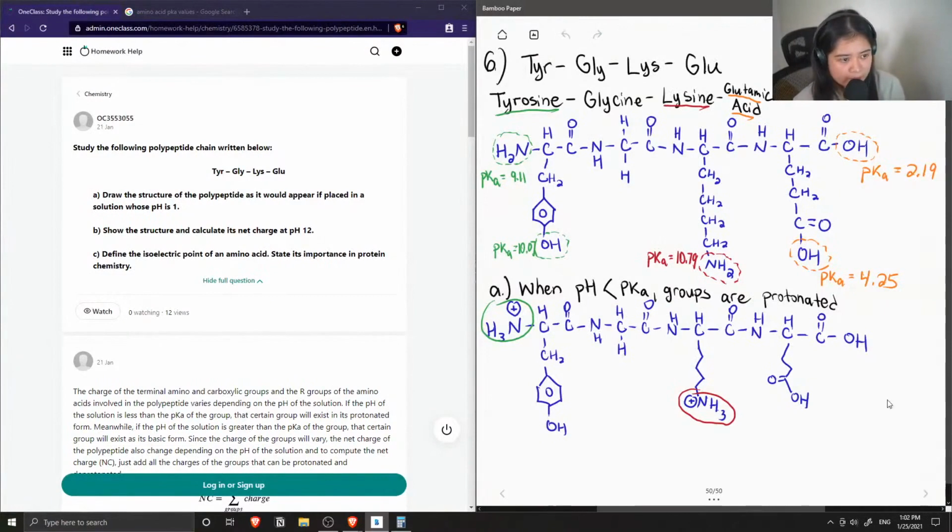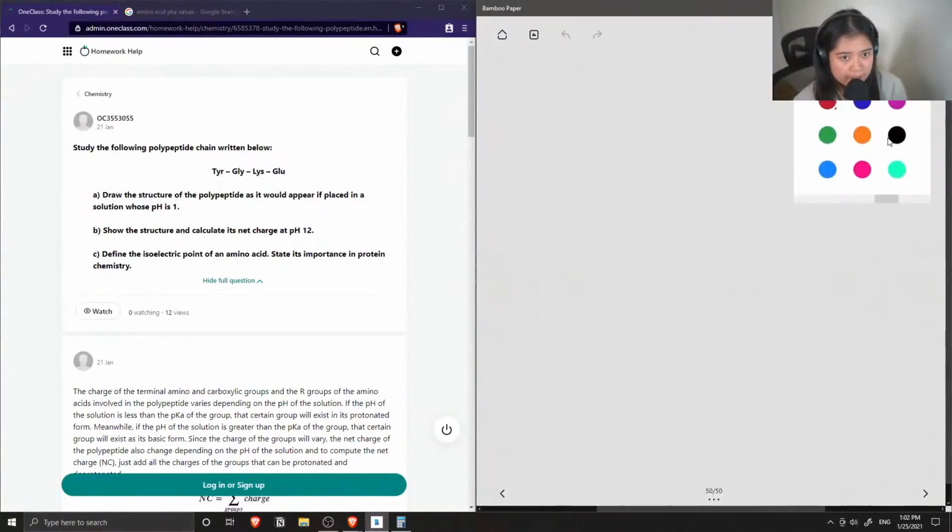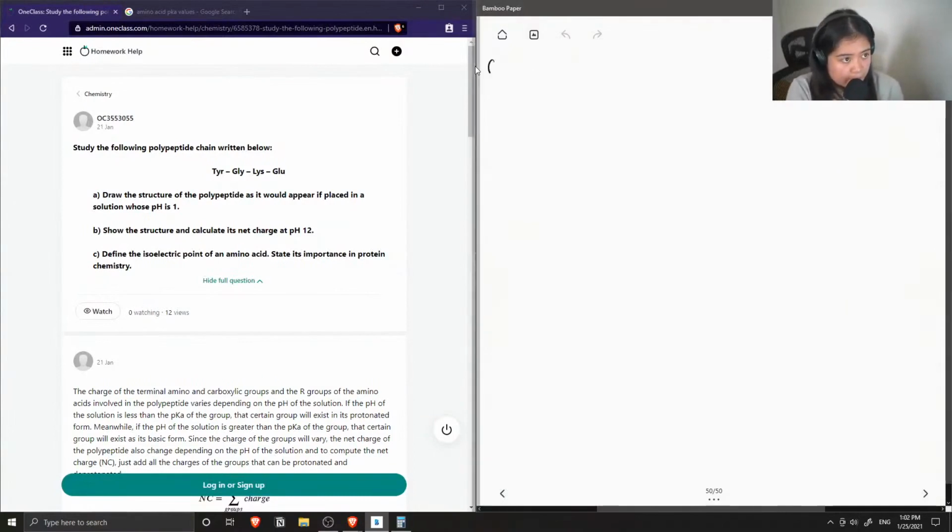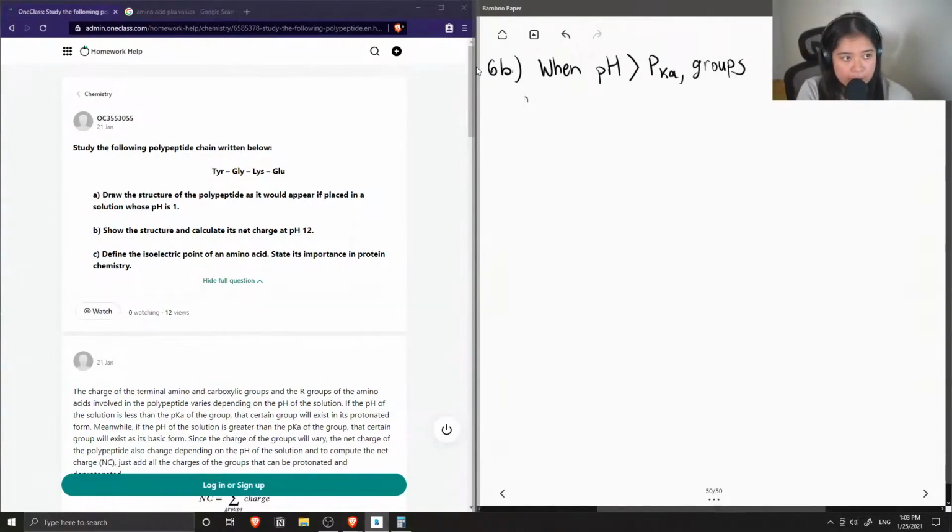So I'm going to start a new page. Obviously, I don't think I can fit everything there. So this is for 6b. And the pH is now greater than our pKa values. So when the pH is greater than your pKa, this means that the groups are deprotonated.